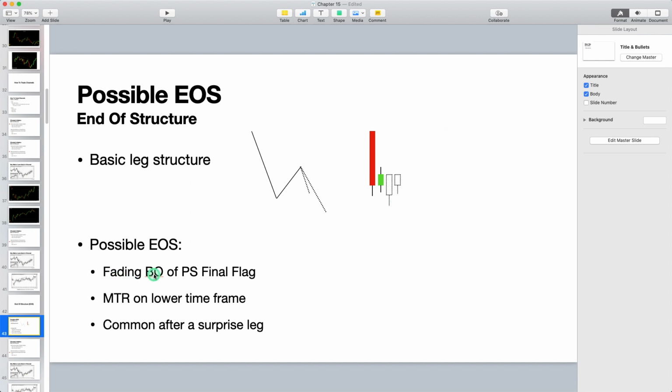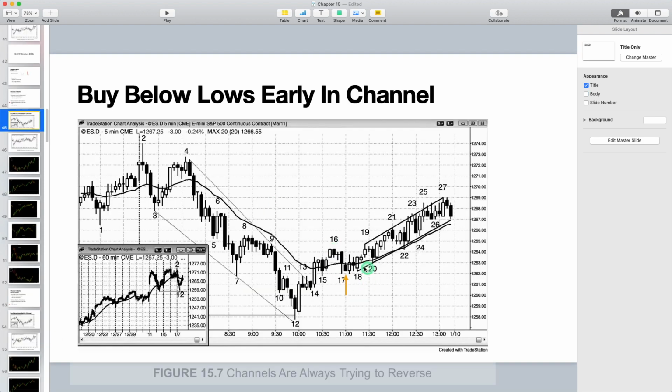So you're essentially fading a breakout of a possible final flag, and it's a major trend reversal on a lower time frame. This is common after a surprise leg. Now if we look at this again, it's a surprise bar, a pullback, and then is this going to be a higher low major trend reversal on a lower time frame? Is it going to be a lower low major trend reversal? We don't know that, but Al talks about how bulls will fade this, betting that this is a possible end of structure, end of the pullback for the start of the channel, or at least just a bounce, because sometimes major trend reversals lead to trading ranges.